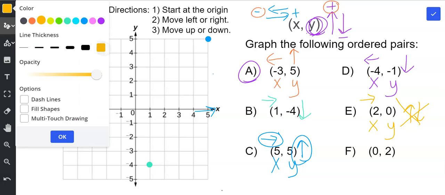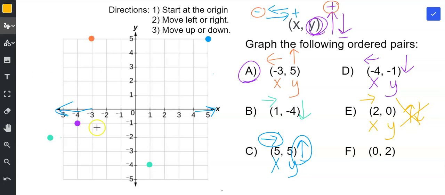Then I'll change the thickness, go back to the origin, and my directions say to go right, 1, 2, and then it says that I should not go up or down. So I can go ahead and mark my point because I don't have a direction for the y. 0 is neutral. I don't go upwards or downwards.